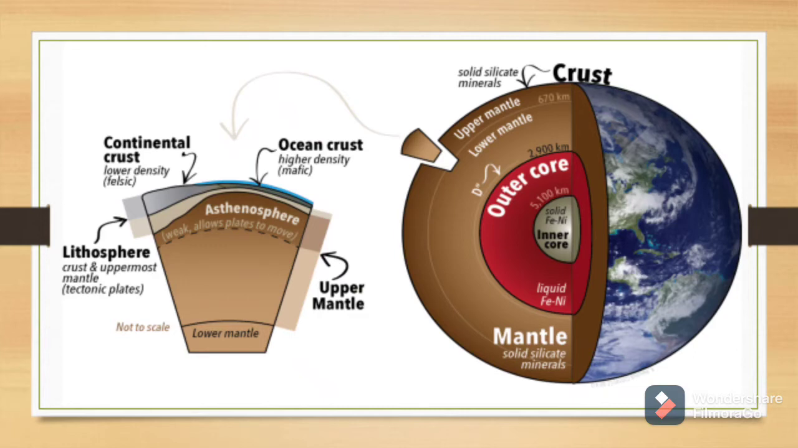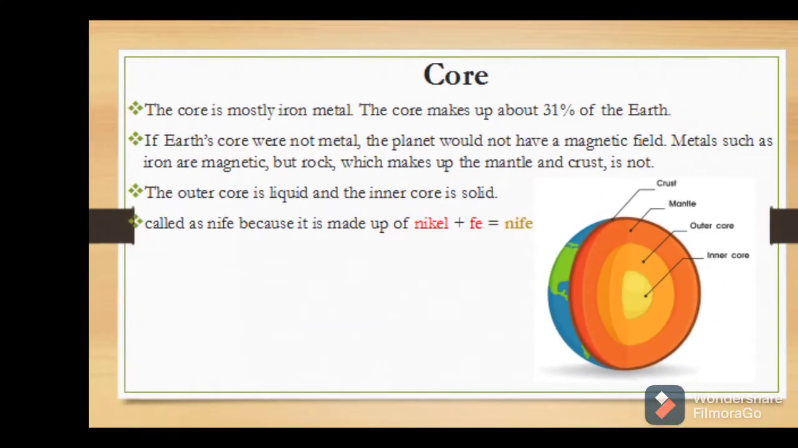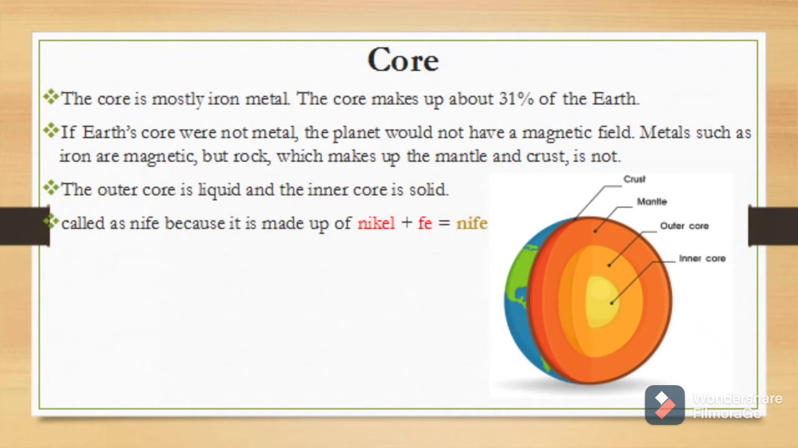And after the mantle, the layer which comes is the core. The core is mostly iron metal. The core makes up about 31% of the Earth. If Earth's core were not metal, the planet would not have a magnetic field. Metals such as iron are magnetic, but rock, which makes up the mantle and crust, is not.